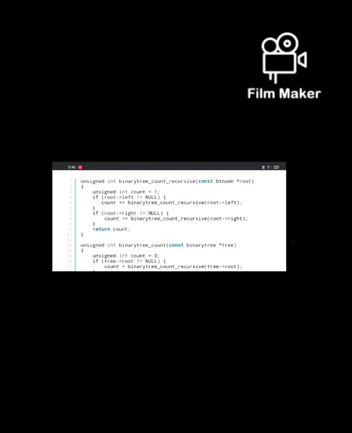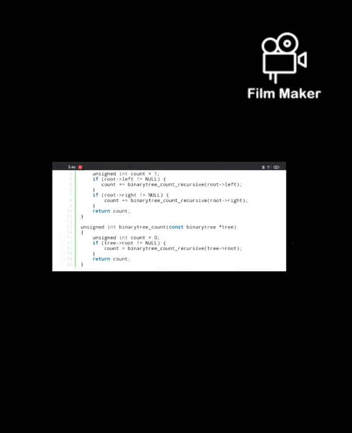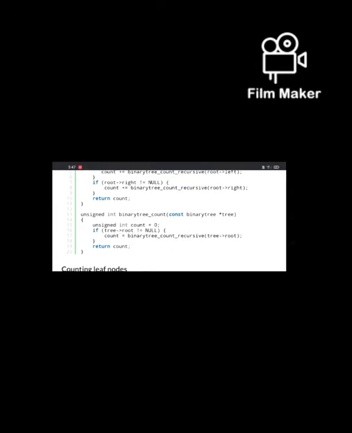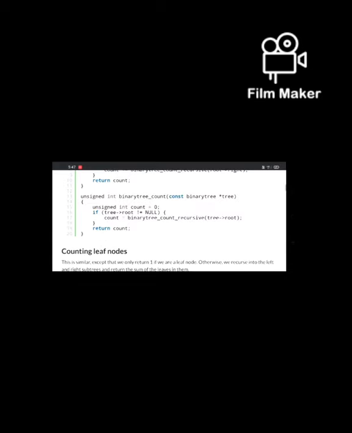Unsigned int count = 1. If root left is not equal to null, count plus binary tree count recursive on root left. And then if root right is not null, then also count plus binary tree count recursive on root right. Here, return count.